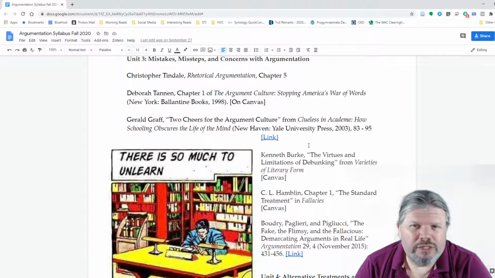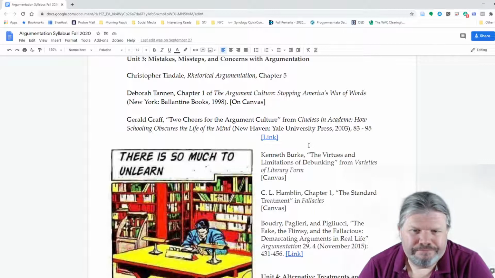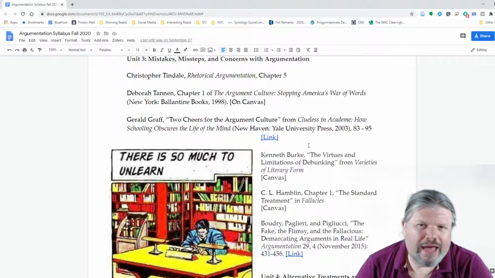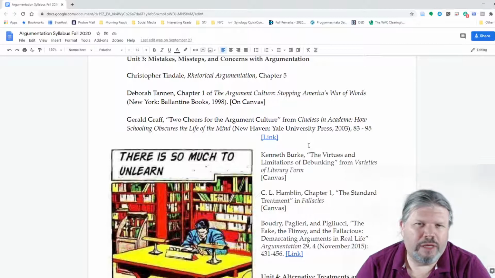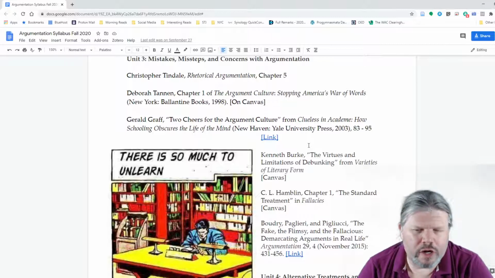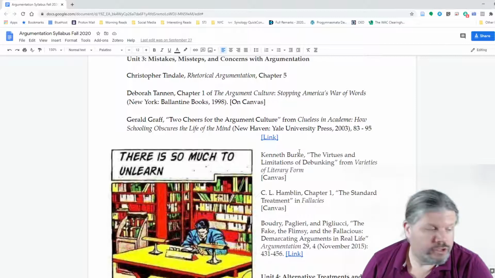Unit 3 is about mistakes and things like that. And in that one, we talked about chapter 5, which was about the super addressee and who are the people that, when we're addressing an argument, who are we talking to? Who's that audience in there? And that's the first of audience we're going to look at.